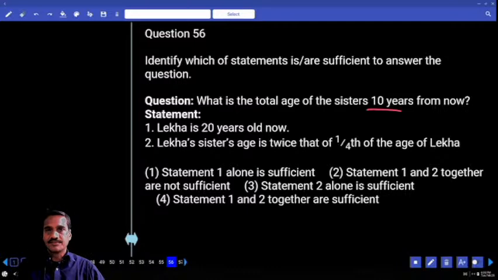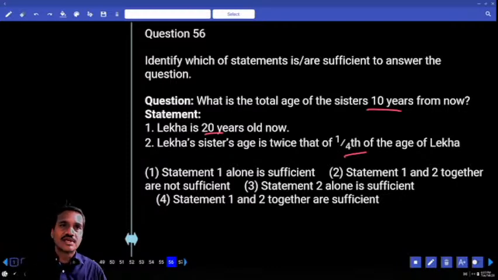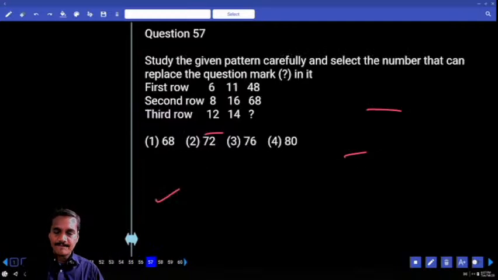Both statements together. Lekha is 20 years old now. Lekha's sister's age is twice that of 1/4 the age of Lekha. By taking these, are we getting the answer or not? We can find both of their ages, and then the average can also be determined. And so how can you get the answer? 1 and 2 together are sufficient. Choice for. And 57. Now, have you done 57?